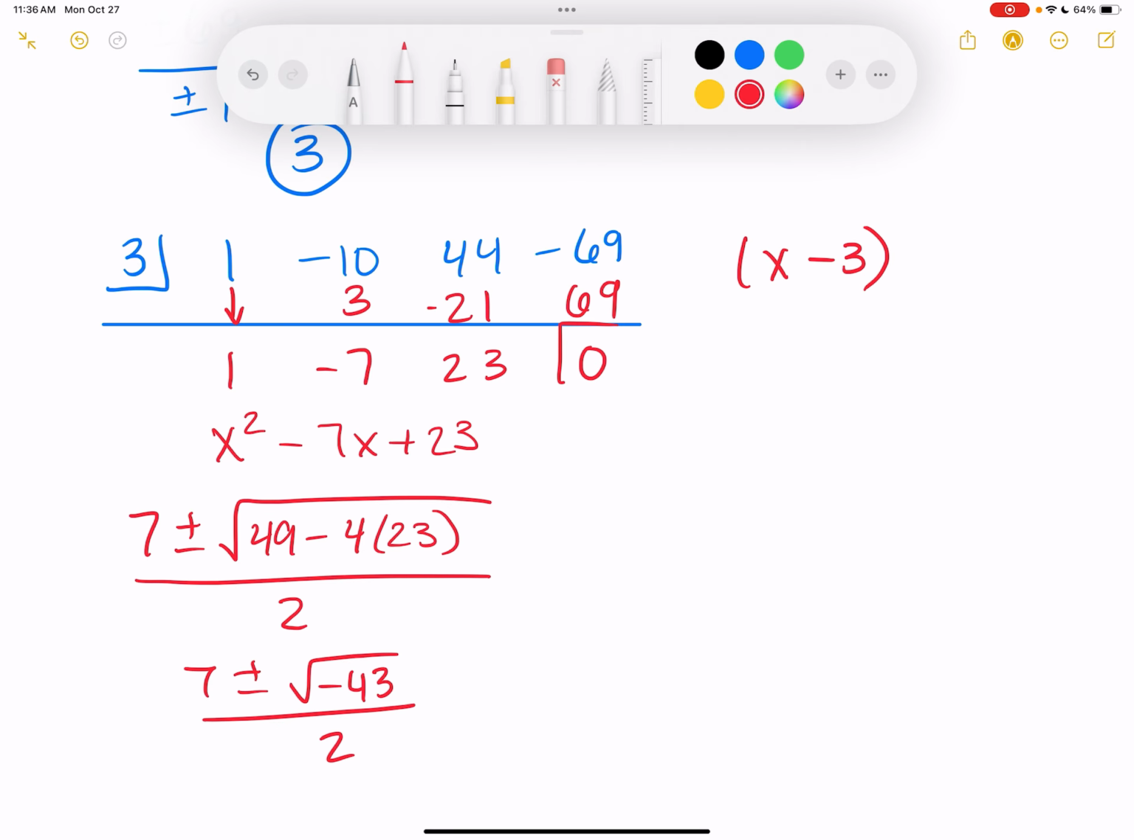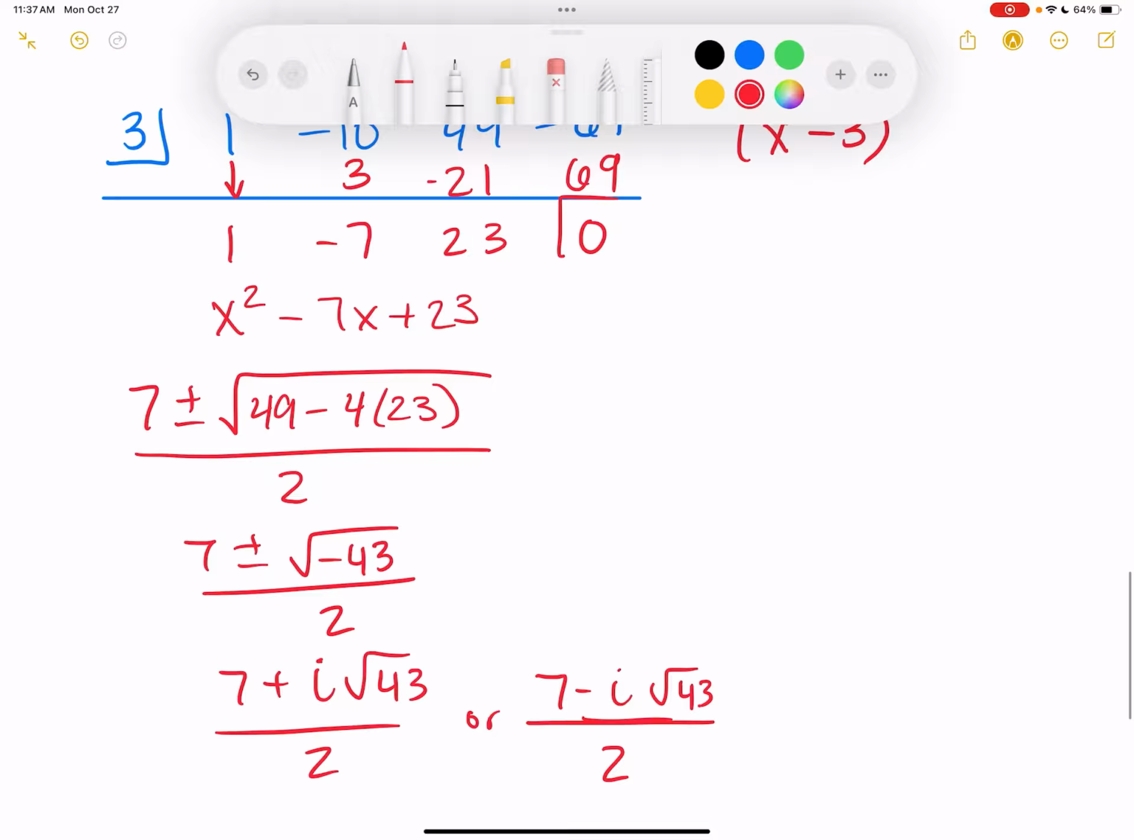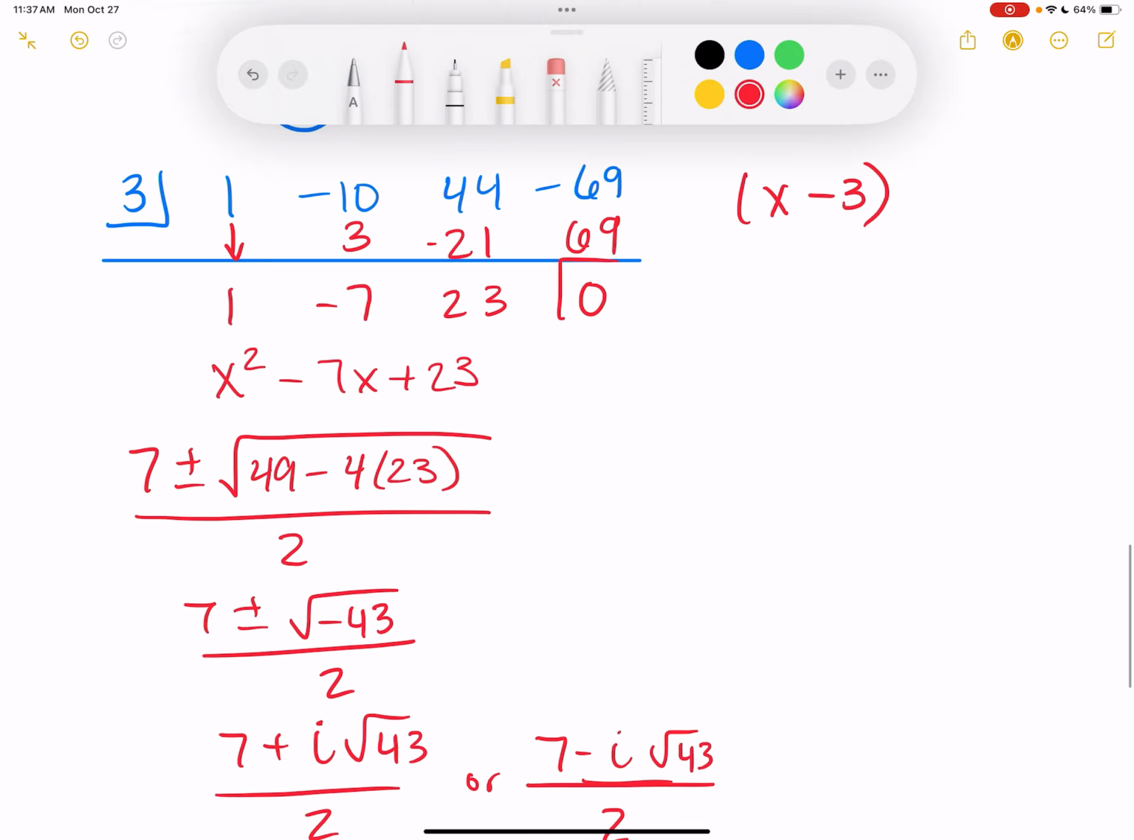Oh, put an i out. Yep, take an i out. So I have 7 plus i root 43 over 2, or 7 minus i root 43 over 2. So those are my other 2 zeros, okay? So I'm going to be factoring them over. So this is x minus 3.